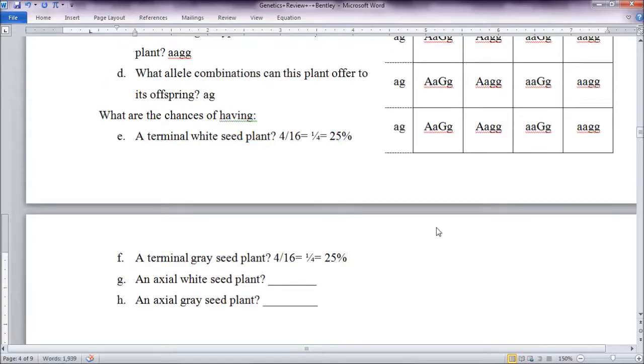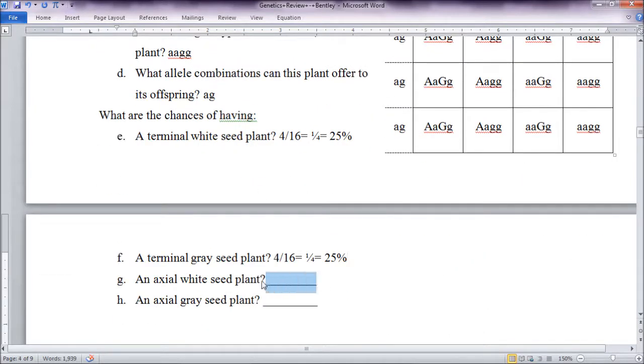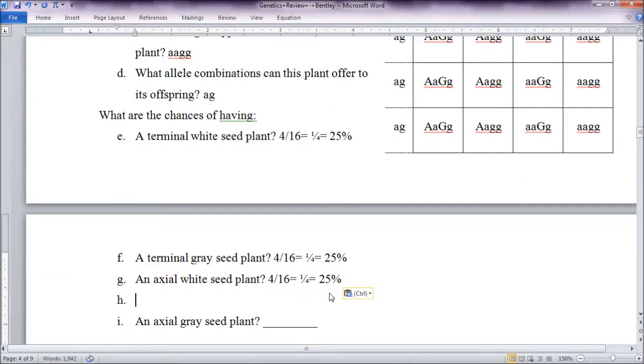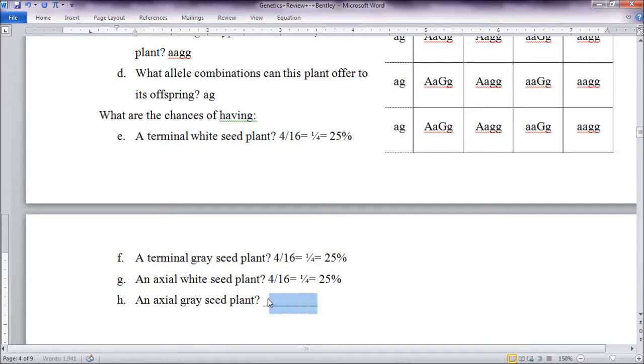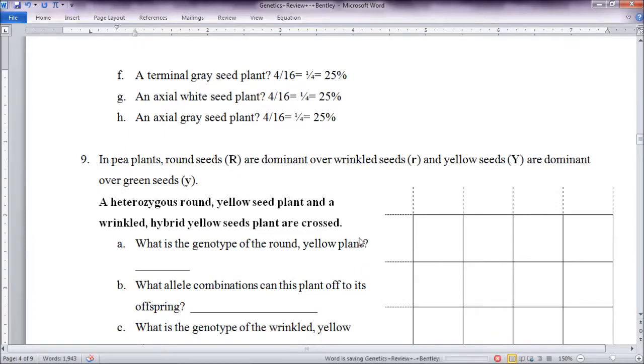So next up is axial white seed plants. Well, I wonder, axial white seed, hey, it's the same thing again. Huh, another pattern. Who would have thought? And yes, as you may have expected, it's the same thing again. Go check it if you want to. It's true, I'm not lying. Whew, that was good. Let's keep going.